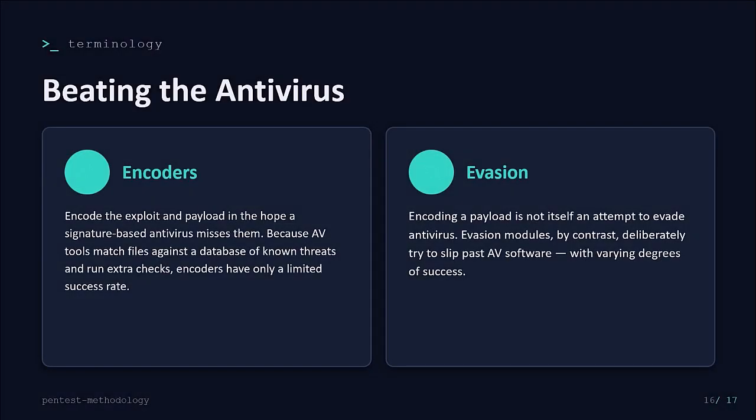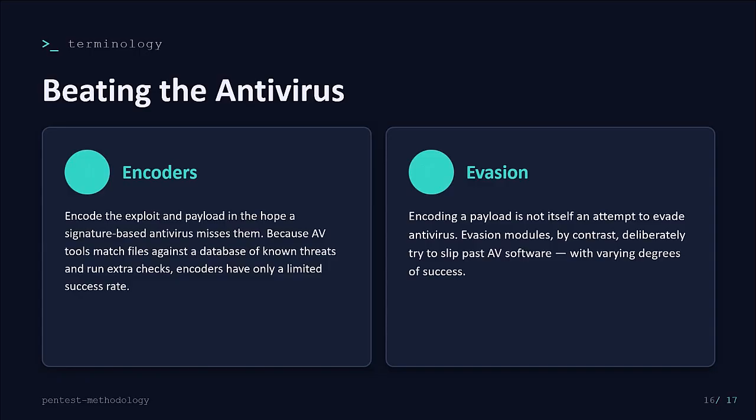Last two terms, and people constantly mix these up. Encoders. An encoder encodes your exploit and payload, hoping a signature-based antivirus simply won't recognize them. But remember how that antivirus works? It matches files against a database of known threats and runs extra checks. So encoders have only a limited success rate. Encoding alone is not a magic cloak.